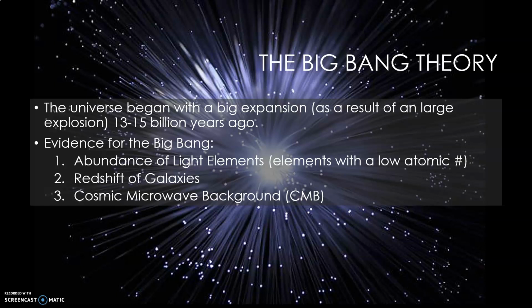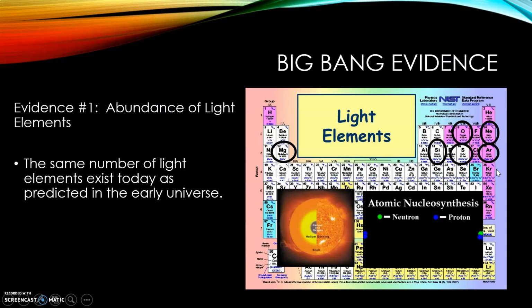So there are 3 major evidences that support the Big Bang. Abundance of light elements, basically elements with low atomic numbers, the redshift of galaxies, and the cosmic microwave background, or the CMB. The evidence of light elements basically means that the same amount of light elements exists today that's predicted as found in the early universe. So there's 1, 2, 3, 4, 5, 6. They are magnesium, silicon, sulfur, oxygen, neon, and argon, and they were around at the start of the universe as well as around today based on the findings of the periodic table.